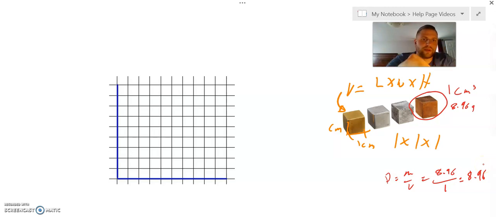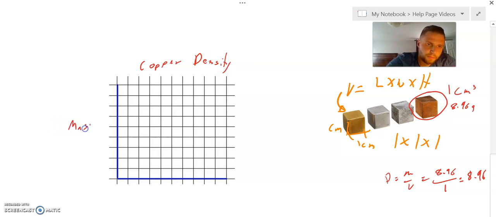And what I want to do is label my graph here. So we'll call this copper density. Mass in grams goes on the y. Volume in centimeters cubed goes on the x. And now what I want to do is simply label the axis. So this is 0, 0. 1, 2, 3, 4, 5. We'll put a 1 right there. Every 5 we'll put, this will be a 2. And then we'll go by 5s here.